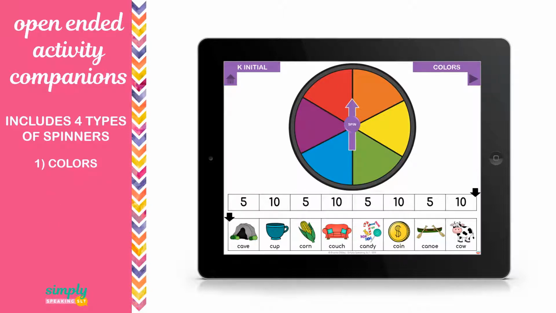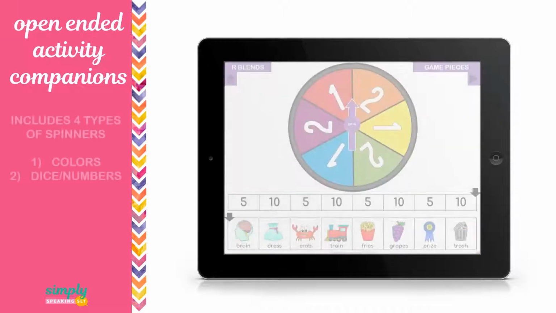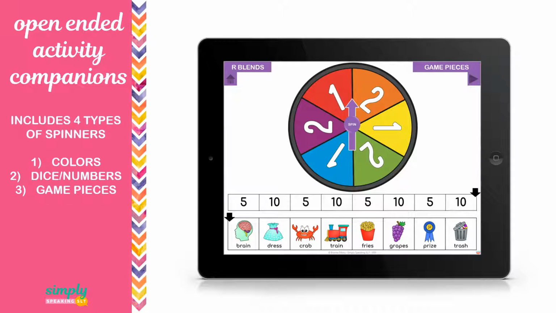There are spinners that reveal colors, like this one seen here. There's also a spinner set for numbers that you'd normally see on a dice, so it can be used instead of a dice when you're playing games. There's also a spinner set that I call game pieces. It just reveals either a 2 or a 1, and we use it often with games that require pieces such as Jenga, pick-up sticks, to show how many times or how many turns the student gets or how many game pieces they get to play.